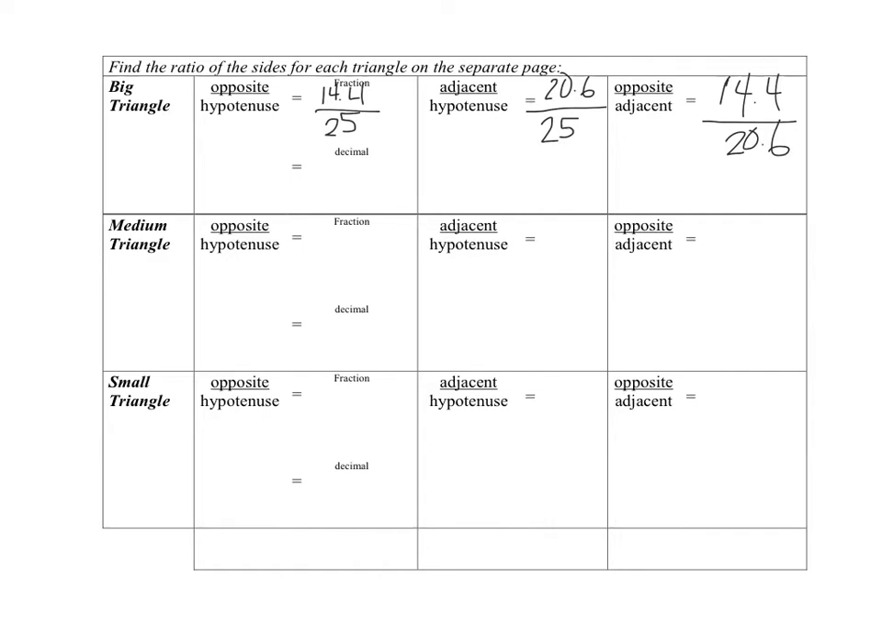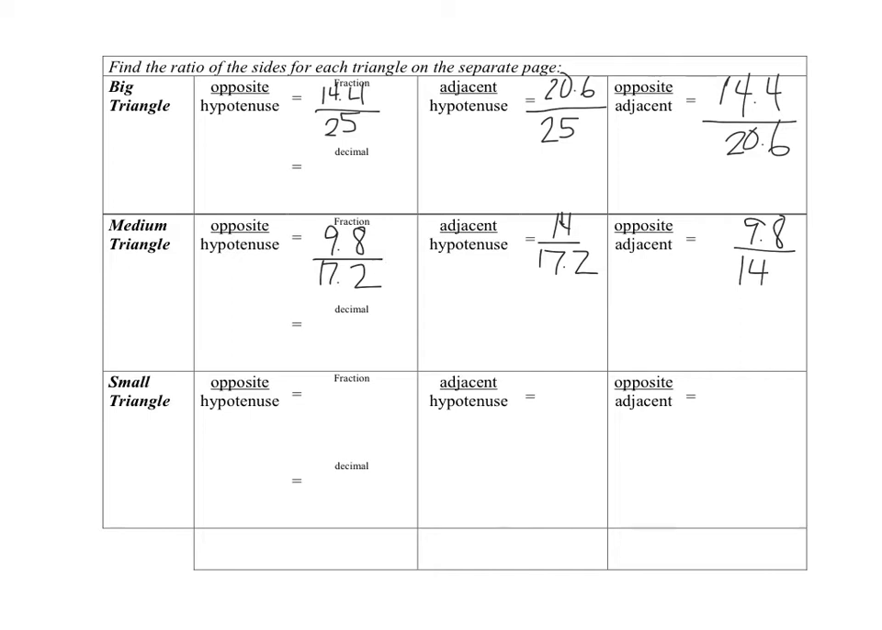Okay, and next for the medium triangle, we're going to do the same exact ratios. Looking from that marked angle, the opposite is 9.8, and the hypotenuse is 17.2. And from that same marked angle, the adjacent side is 14, and the hypotenuse is 17.2. And then the opposite was 9.8, and the adjacent is 14.